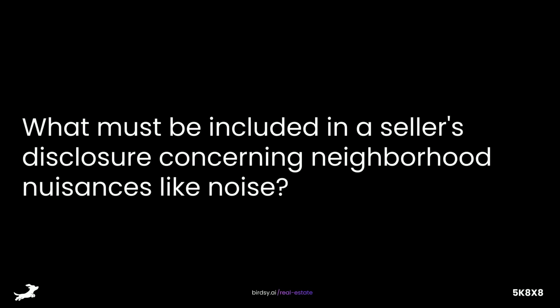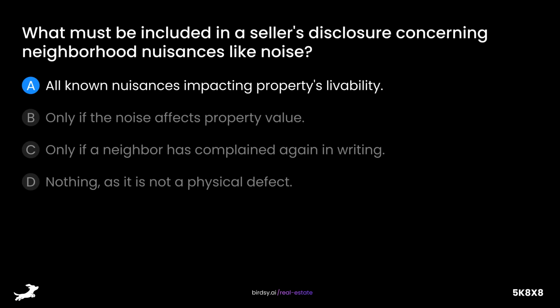What must be included in a seller's disclosure concerning neighborhood nuisances like noise? Is it A, all known nuisances impacting property's livability? B, only if the noise affects property value? C, only if a neighbor has complained again in writing? Or D, nothing, as it is not a physical defect? The answer is A, all known nuisances impacting property's livability.